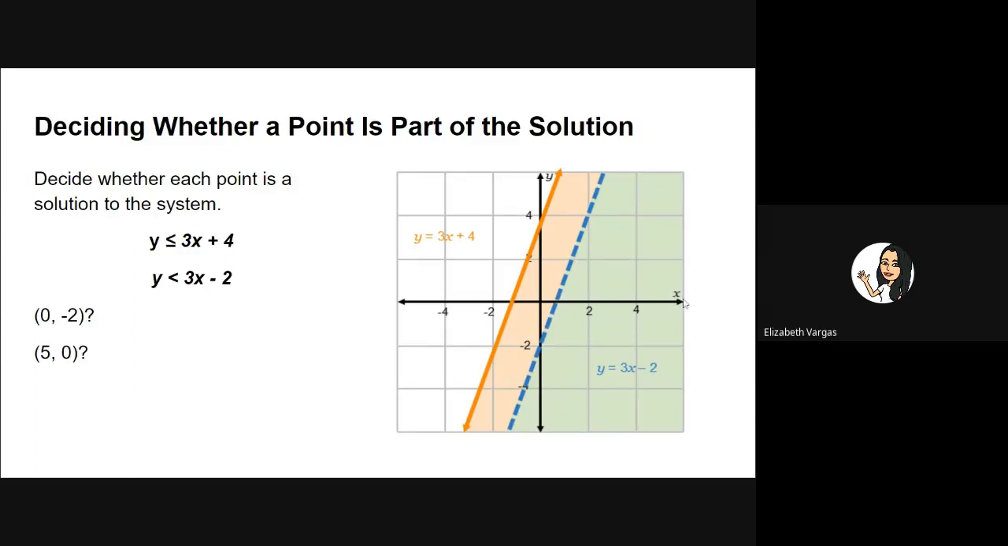5 and 0 is approximately right here. What you'll notice is it is in that green area. And so therefore, it would in fact be a solution for my system.